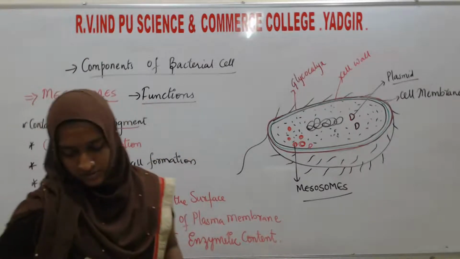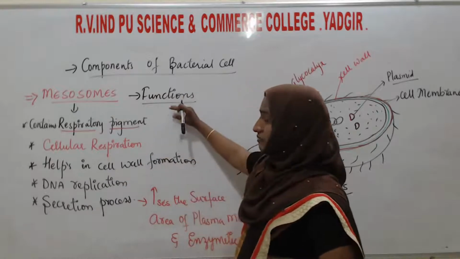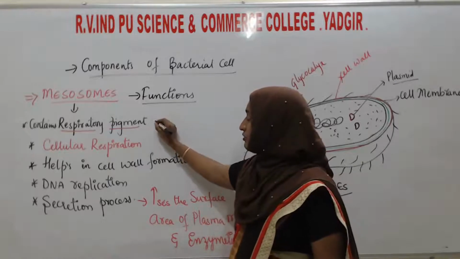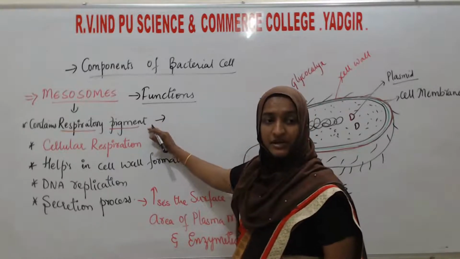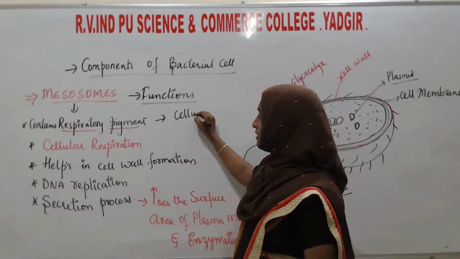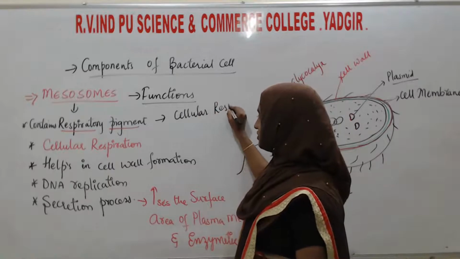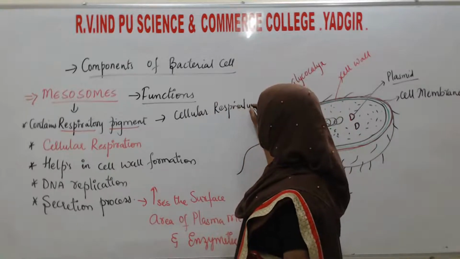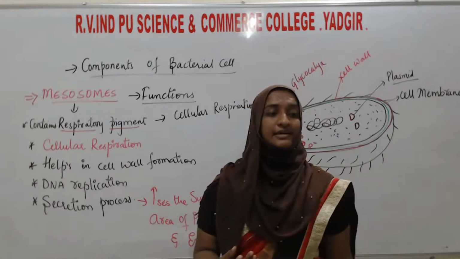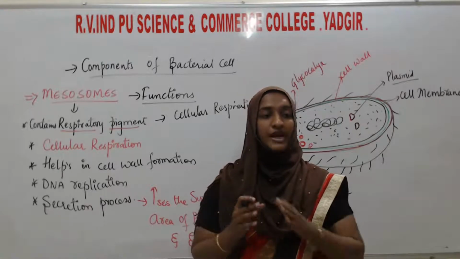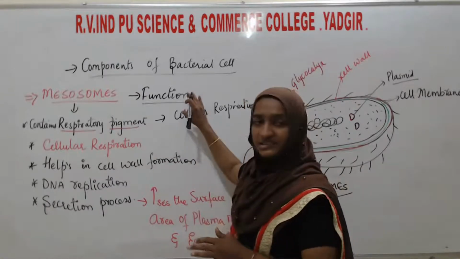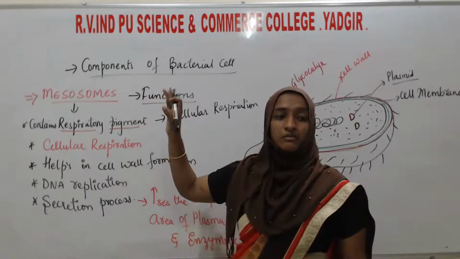Okay, see here, the first thing, what are the functions of this mesosome? First, it contains the respiratory pigment. Due to the presence of certain respiratory pigment, the mesosomes are mainly responsible for cellular respiration. Because bacteria are also living organisms, they also require oxygen for surviving. So that particular respiration process is going to take place by the specialized membranous structure known as the mesosomes.